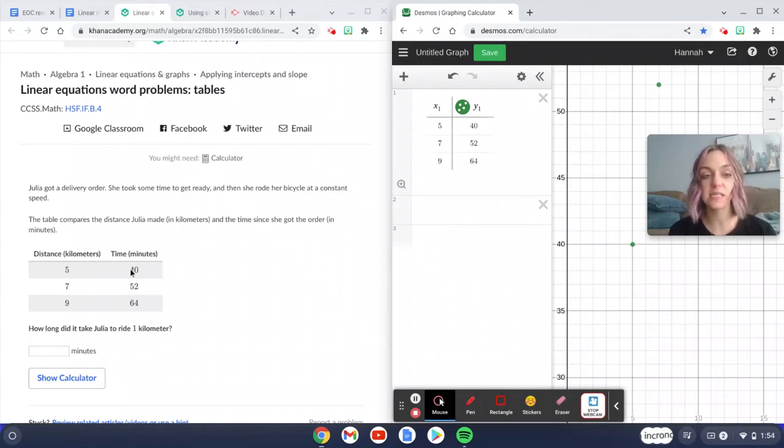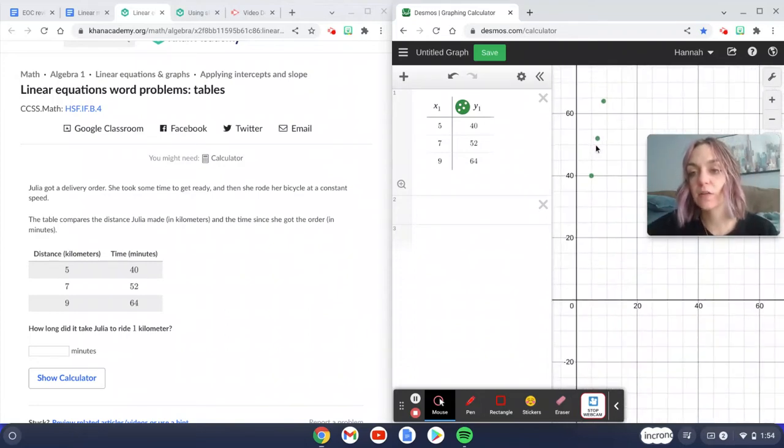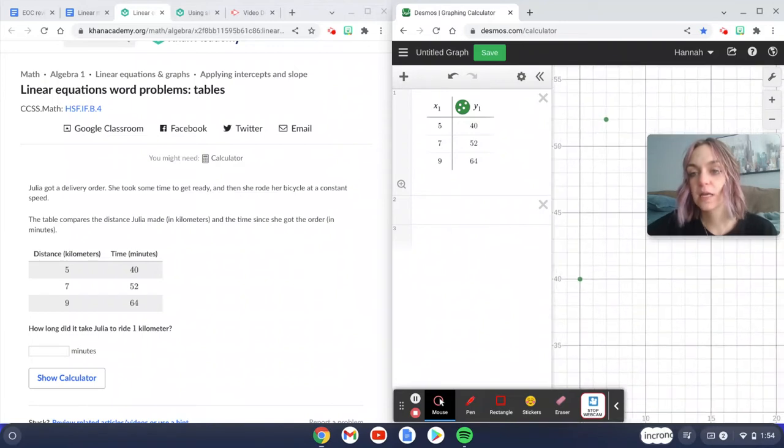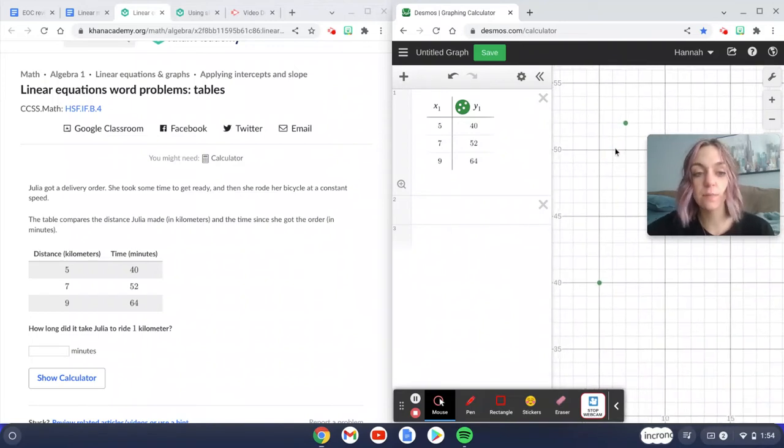So I put this table here into Desmos. That's always a great starting point. And then I zoomed in a little bit so that I could see my points. Now, what I want to do is find what my slope is because it's saying how many minutes does it take per kilometer. So if I look here, you can either do this mathematically.